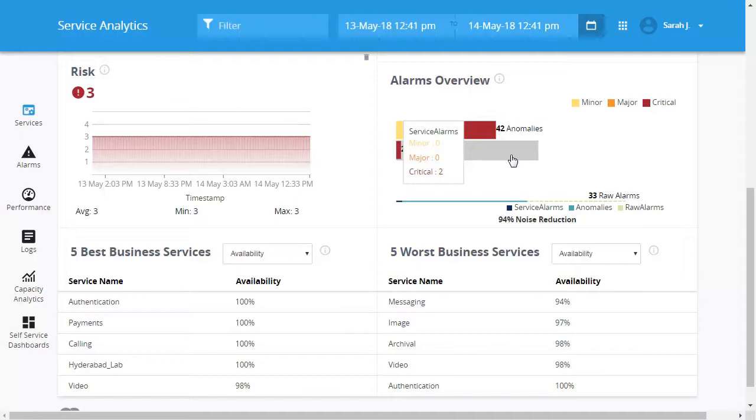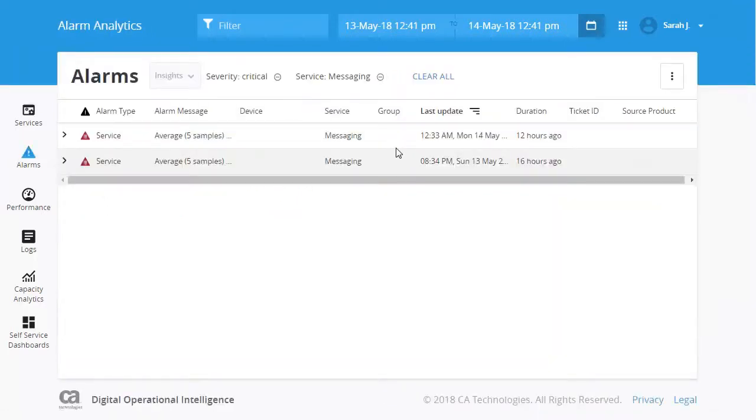Sarah sees the messaging service is in a high risk and there are critical alarms. She wants to know what is happening there, so she clicks on the graph. All of her service alerts are now shown in context. There are two service alarms during the 24-hour period, which is not good because service alarms are a group of correlated alarms. Sarah expands the latest service alarm to see what alarms make up the service alarm.